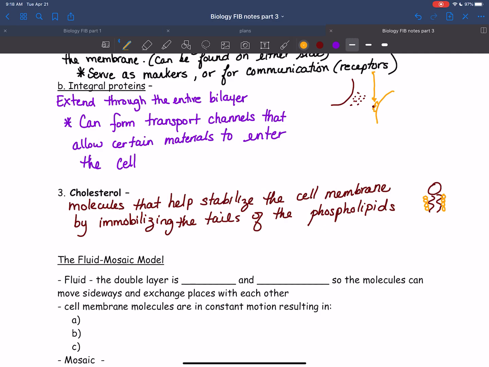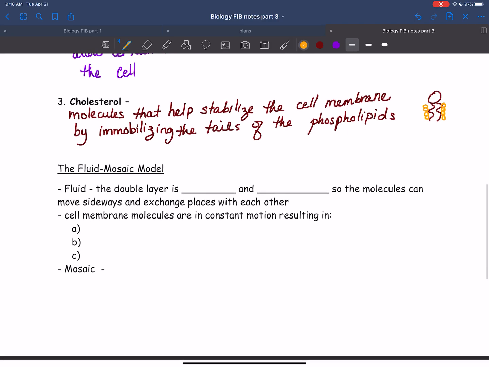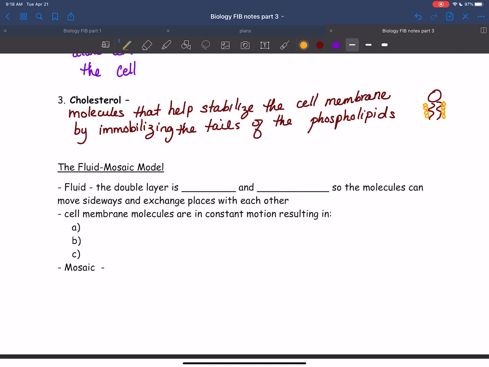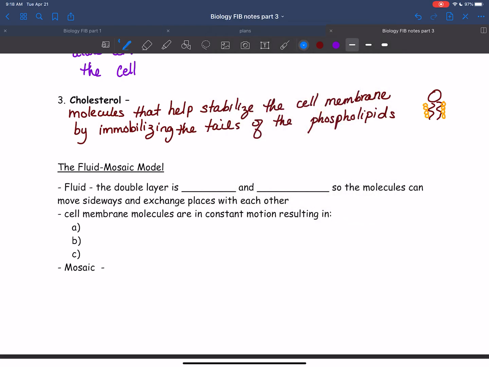And so cholesterol, a lot of people always associate it with being bad, but cholesterol is something that is actually needed by cells. We need it in order to stabilize the cell membrane so it doesn't collapse on itself like a balloon. Okay? So we have this fluid mosaic model. We said that it is fluid. We have the double layer that is soft and flexible so that the molecules can move and exchange places with one another. They don't always stay in position. I'm going to show you a little video later. And cell membrane molecules can be in constant motion, which results in good things.